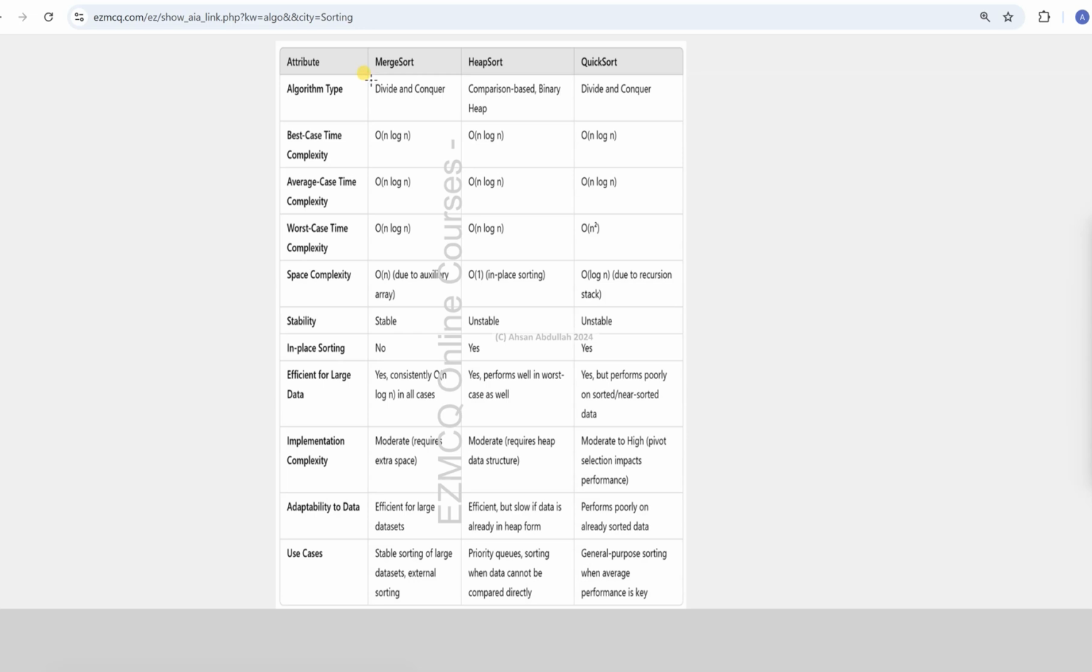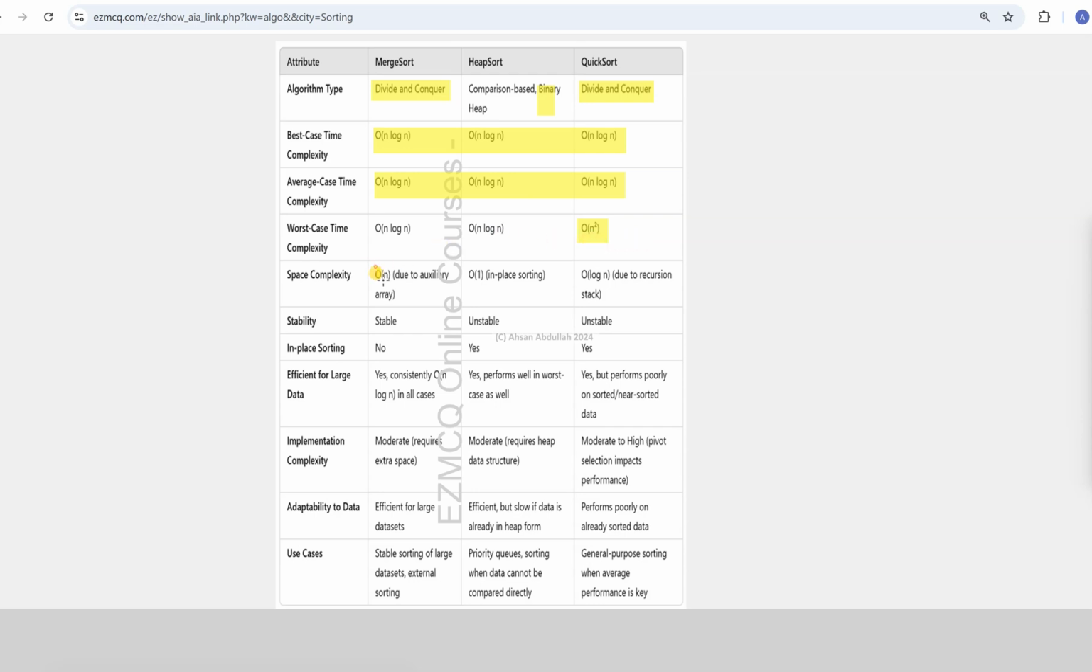We see that merge sort is divide and conquer, and quicksort is also divide and conquer, but heap sort uses a binary heap. Of course, all three of them are comparison based. The best case for all of them is order n log n. This is fine, and the average case is also n log n. This is also fine, but quicksort is kind of tricky. Its worst case is order n square.